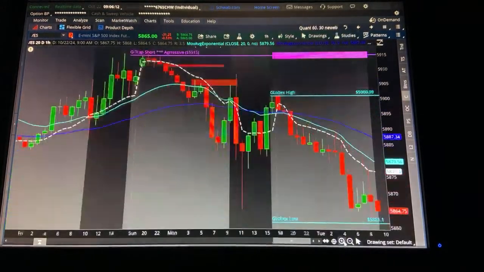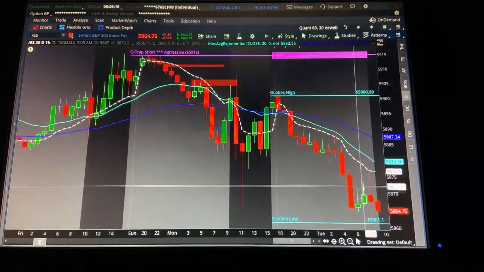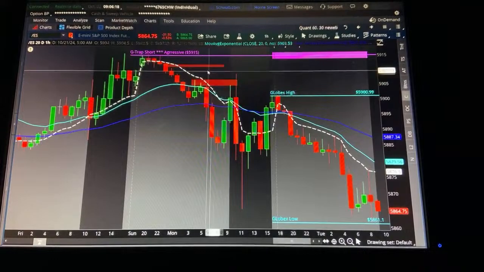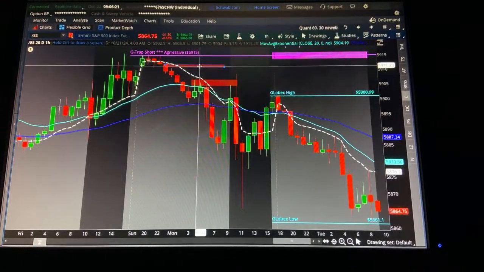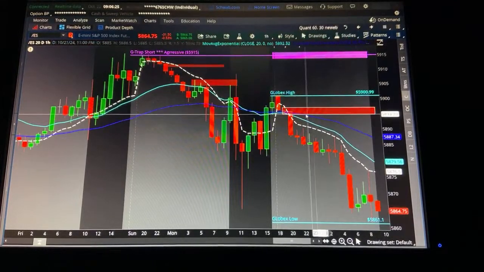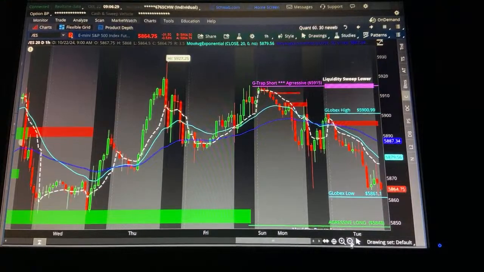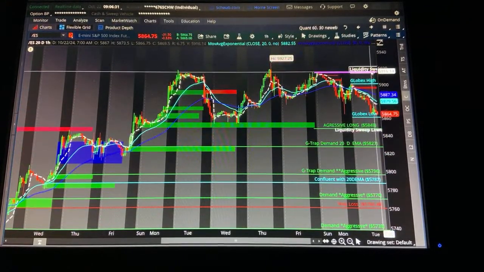All right, and that's kind of the playing field for the most part. There are some levels inside of here as well, inside of Globex trap, for my Phantoms who know how to analyze demand and supply. You can work off these levels in here, but I want to be a bit more conservative and safer for the folks on YouTube as well.